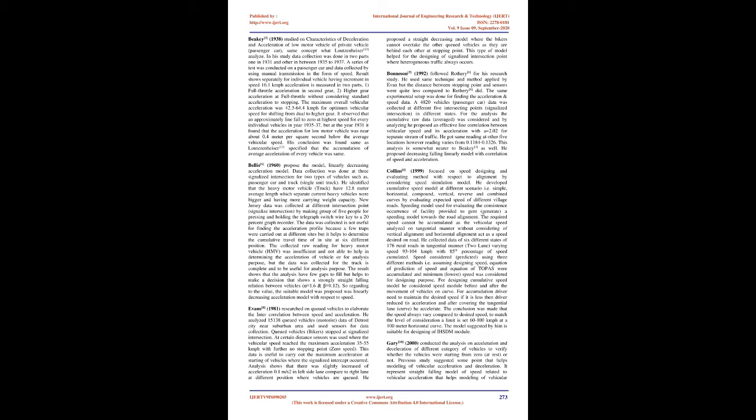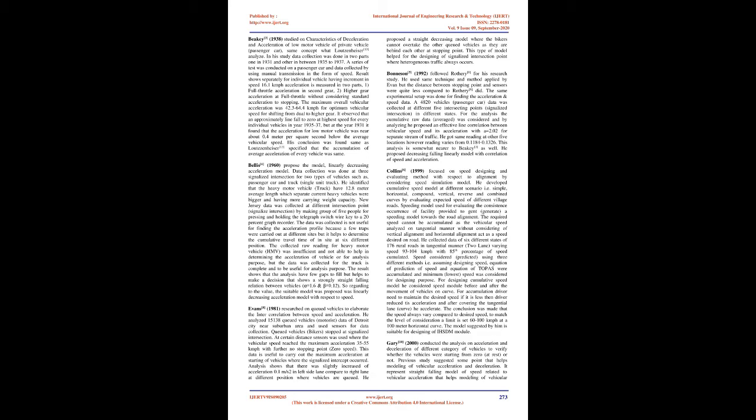Bellis 4, 1960, proposed the linearly decreasing acceleration model. Data collection was done at 3 signalized intersections for 2 types of vehicles, such as passenger car and truck, single unit truck. He identified that the heavy motor vehicle, the truck, has a 12.8 meter average length, which separates current heavy vehicles as they were bigger and had more carrying weight capacity.